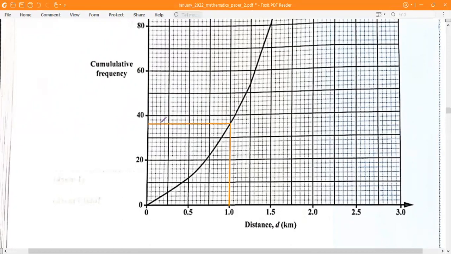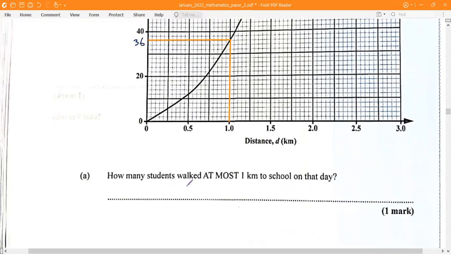All right, so the scale on the y-axis: 40 take away 20 is 20, divided by 10 small squares, which is 2. So the midway, halfway point is 30, 32, 34, 36. So this is 36. How many students walk at most, which represents less than or equal to 1? That's 36 students.